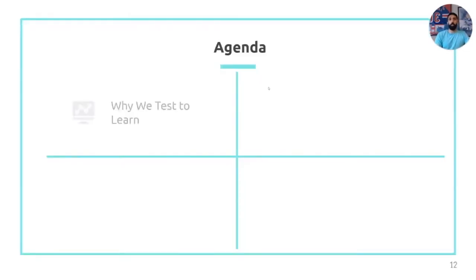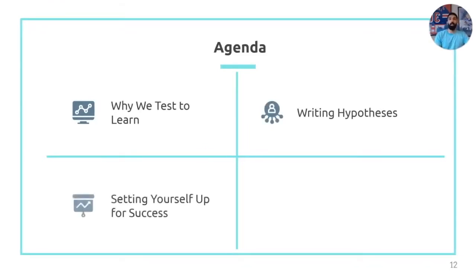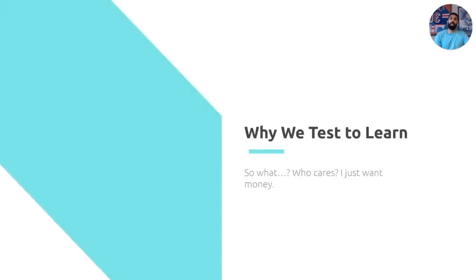Okay, so let's go through the agenda real quick. We'll talk about why we test to learn. We'll talk very quickly about writing hypotheses. We'll talk about setting yourself up for success within a test to learn program, and we'll go through a couple example tests.